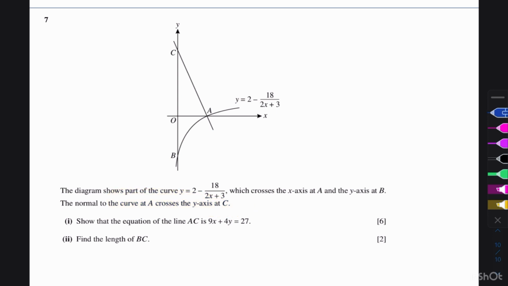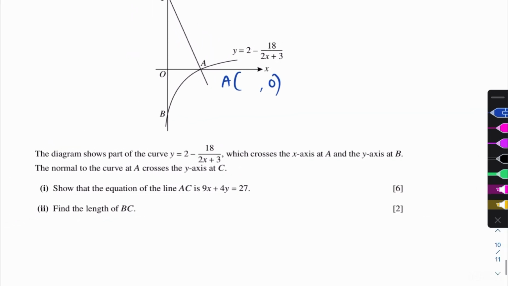Okay. So a few things I get from this: since A is on the x-axis, A's coordinates are going to be something and 0. And AC is normal to the curve, so that means this is a right angle. So whatever the gradient is for the curve here, AC is going to have a perpendicular gradient. Okay. So step 1 would be to find the x value of A.